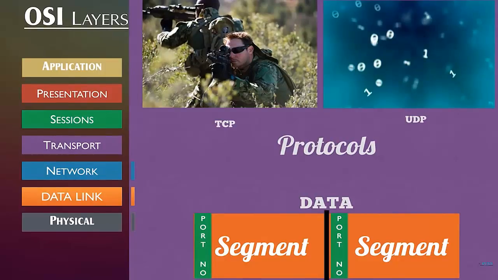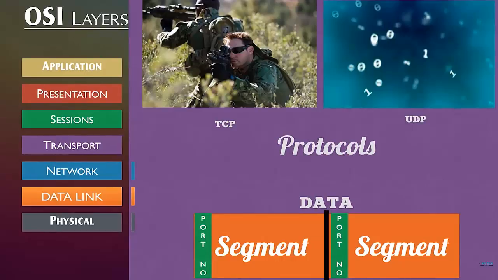One important point to note is that the data in this layer is divided into segments. With each segment a port number is attached. This port number corresponds to the specific program that you're using. For example, for HTTP you have port 80, which is dedicated for HTTP connections. Similarly, for HTTPS you have port number 443.